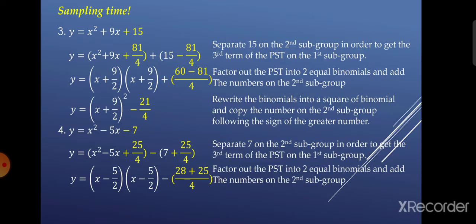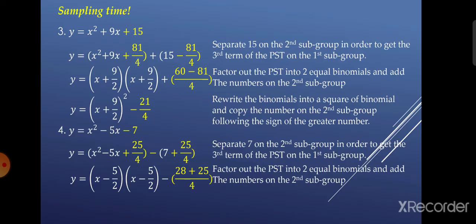It becomes minus if the middle term is negative. Since the middle term is negative 5x, the operation in the two binomials should be minus. It could be plus plus if the middle term is positive 5x. But it is negative 5x, so therefore both binomials are minus. Then copy the minus operation sign and make the two subgroups.